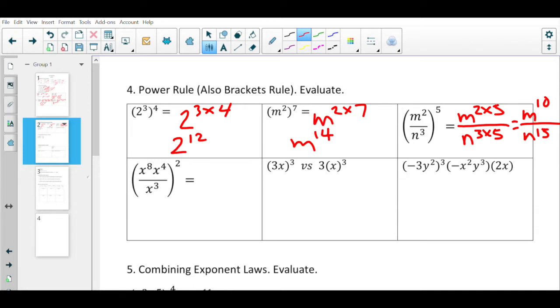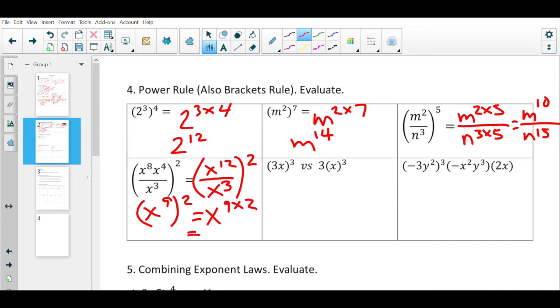Okay, here we can apply the power rule, but let's save ourselves some work. Simplify what's inside the brackets first. So we have x to the 8 times x to the 4th. We know that's x to the 12 divided by x to the 3rd. And don't forget, it's all raised to the exponent 2. We can still simplify inside the brackets. X to the 12 divided by x to the 3rd is x to the 9th, and it's still raised to the exponent 2. And that's x to the 9 times 2 equals x to the 18th.